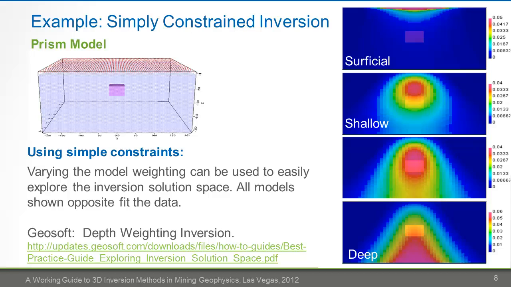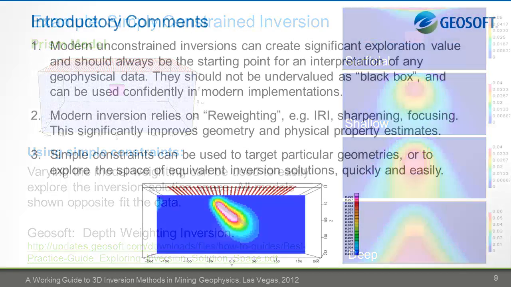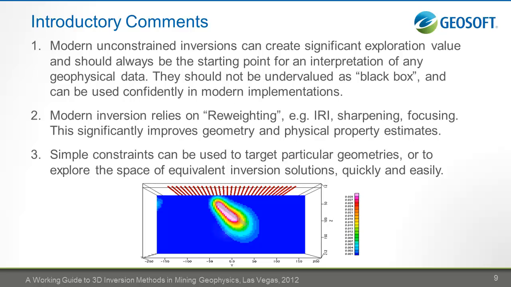So what I would say is that even though the emphasis in this workshop and also in research is building detailed constraint models, there's still significant exploration value in a simple unconstrained inversion. The fact that they might be considered black box or easy to use shouldn't undermine their value because of the modern developments that have gone on.